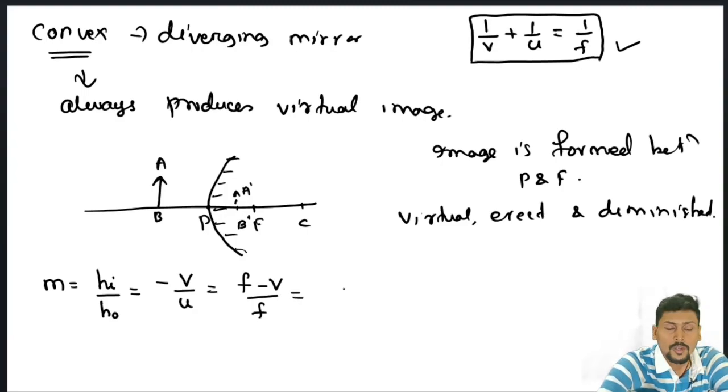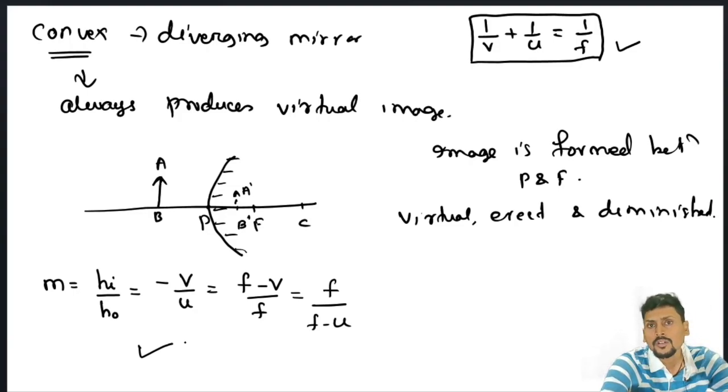Also, we have a fourth formula which is f by f minus u, the expression for magnification in terms of focal length and object distance. So we have to remember all these four formulas and we have to use any one of these formulas as per the question. We will see what data is given in the question and accordingly use the suitable formula. Okay, so these are the formulas for magnification.